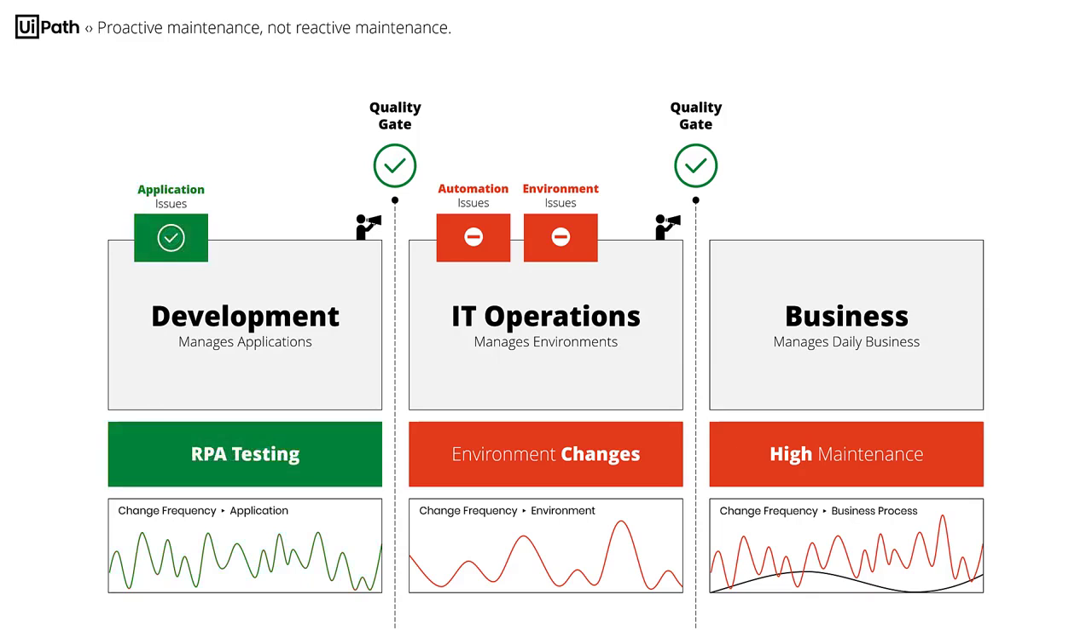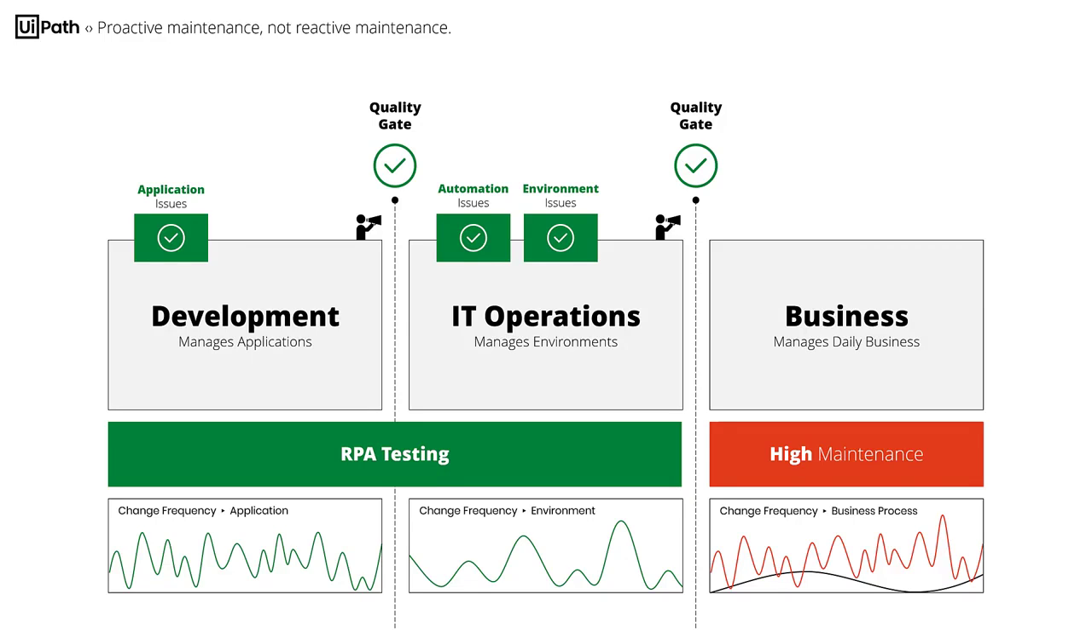And this means that we want to give software development teams the ability to continuously check whether the changes they make to their software applications might cause the bots to break in production. And the same holds true for IT operations. We want to give IT operations the ability to continuously check whether the changes they make to their environments might cause the bots to break in production. And that's one capability of the UiPath test suite. And we simply call it RPA testing.